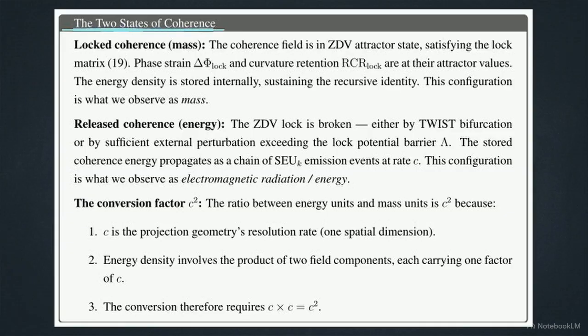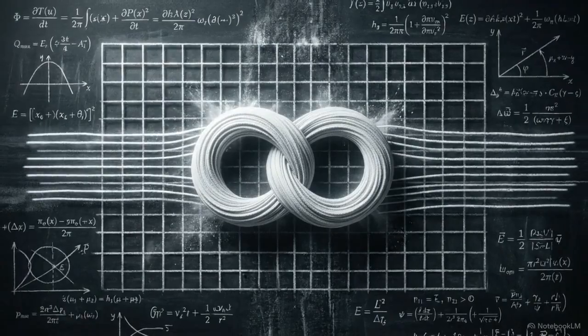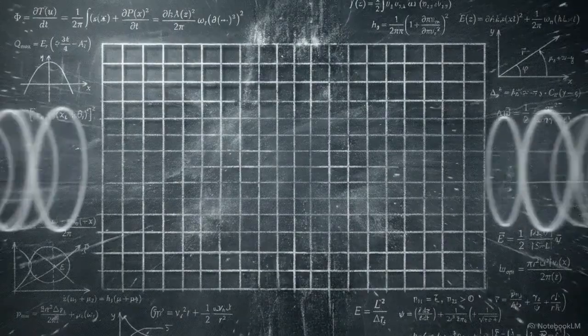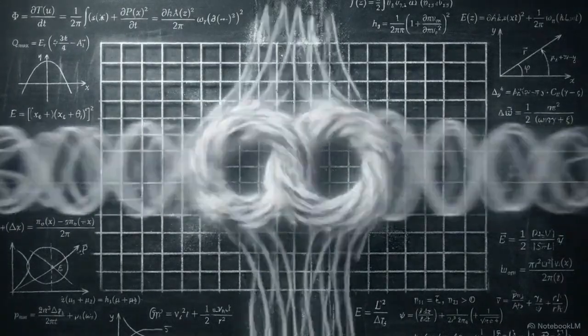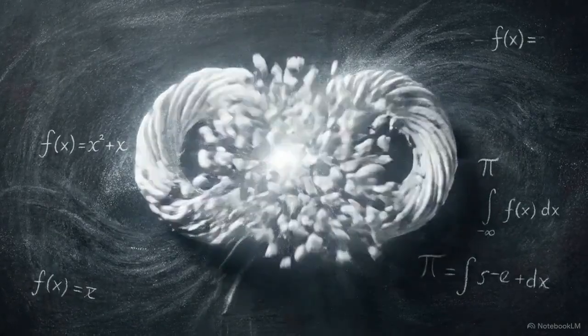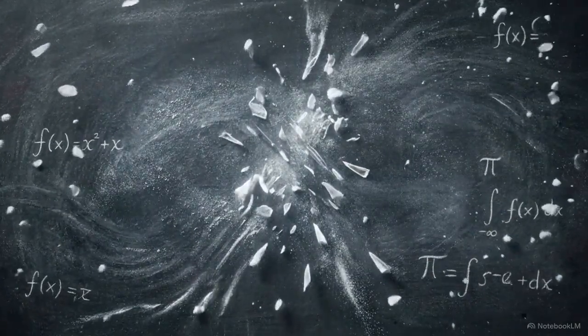This document formalizes two distinct states of this coherence field. In the locked state, energy density is stored internally to sustain a stable identity, which we observe as mass. In the released state, the lock is broken, and stored coherence energy propagates outwardly. C squared is the necessary exchange rate to convert a one-dimensional locked identity into a two-component energy field propagating through the substrate. When mass converts to energy, such as in a nuclear reaction, a bifurcation event breaks the ZdV0 lock, releasing the stored coherence.